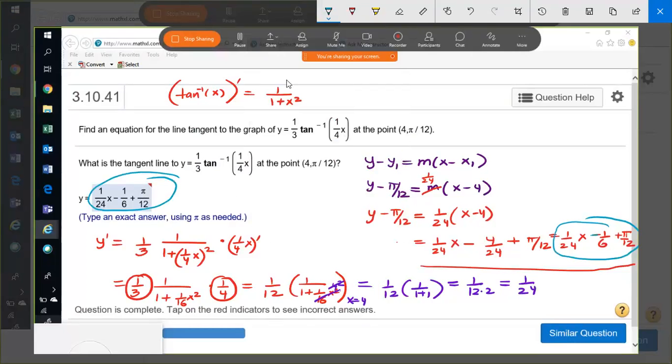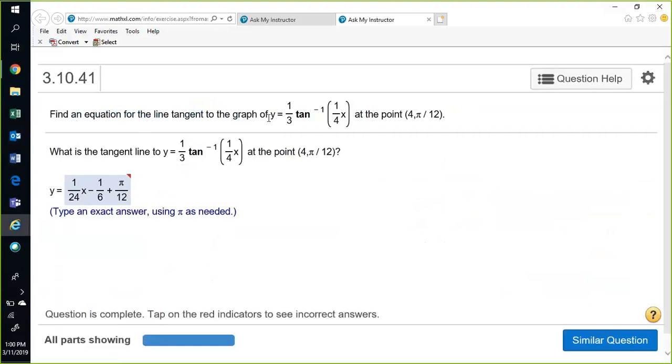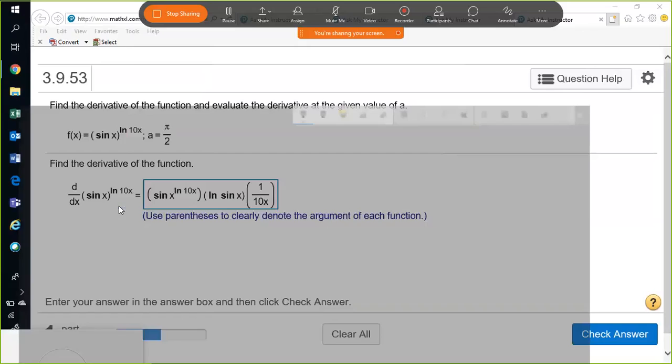Let me move to the second one. I'm going to close this one. So the second problem was, let me see. Okay, so let's look at the second problem. As you can see on the screen, that's your second problem, which involves exponential functions: sin x to the natural log of 10x, a equals pi over 2. So you have to evaluate the derivative at a equals pi over 2.